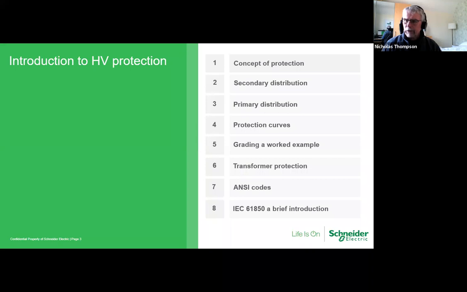So just briefly, these are the subjects. I've broken the presentation down into these workable and bite-sized chunks. The presentation itself will last somewhere between 50 and 55 minutes, depending on if I get distracted on any of the subjects there. But I've tried to take you through a story introducing you into protection.